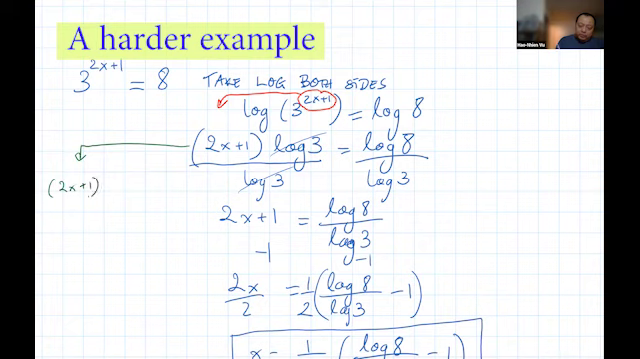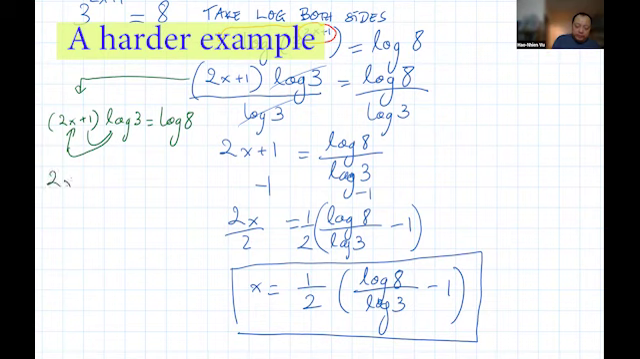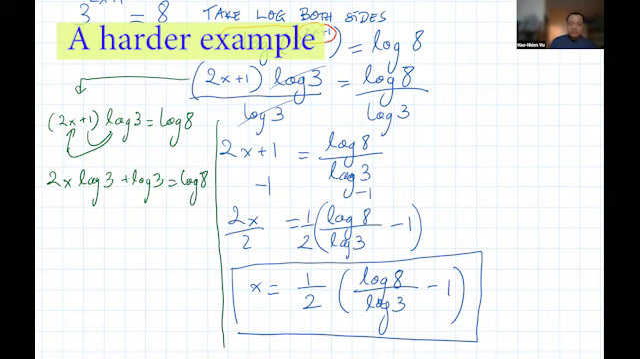Let's start here. 2x plus 1 times log 3 is equal to log 8. We need to isolate x, and my approach was to cancel out the log 3 on the outside by dividing it. But someone else may decide, you know what, if I'm going to liberate x from inside the parentheses, I'm going to distribute the log 3 to break up the parentheses. So if I distribute, I have 2x log 3 plus log 3 is equal to log 8.